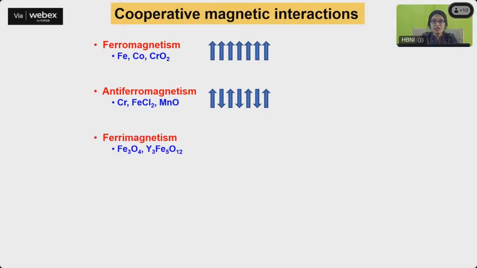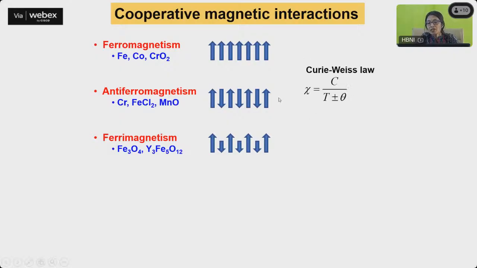Another is ferrimagnetism. This is where you find totally dissimilar magnetic moment values coming in. Examples of this are Fe3O4 as well as Y3Fe5O12. So you see how all this ferrimagnetism looks. All these materials follow the Curie-Weiss law, so chi is equal to C by T plus or minus theta. This is how it looks.